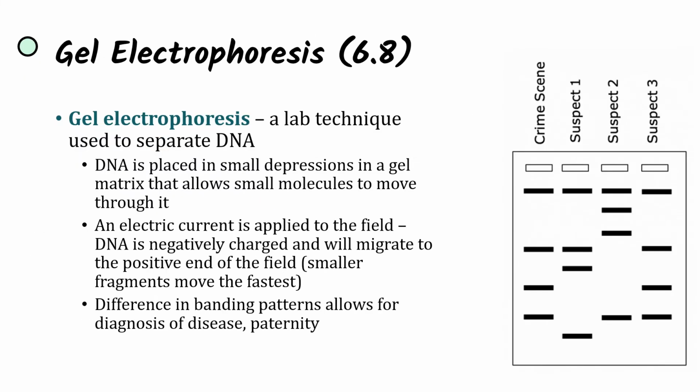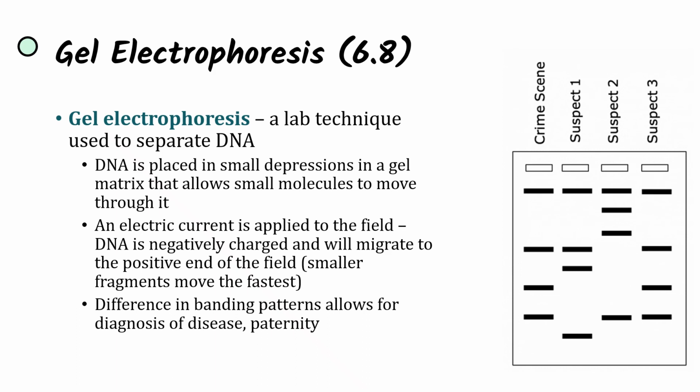Also on the table here is gel electrophoresis, which is a lab technique used to separate DNA. And so DNA is placed in a gel matrix that allows molecules to move through it, and an electric current is applied to the field. And as DNA is negatively charged due to the phosphate groups in its backbone, it'll migrate to the positive end of the field because opposite charges attract. And smaller fragments are going to move the fastest through this gel matrix.